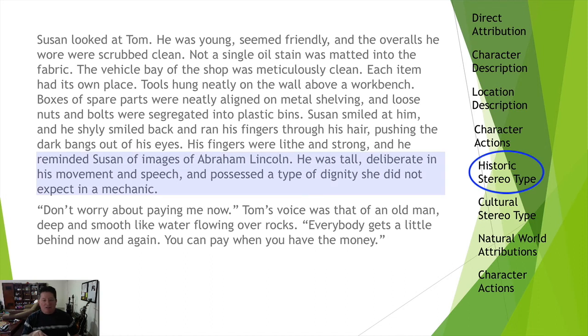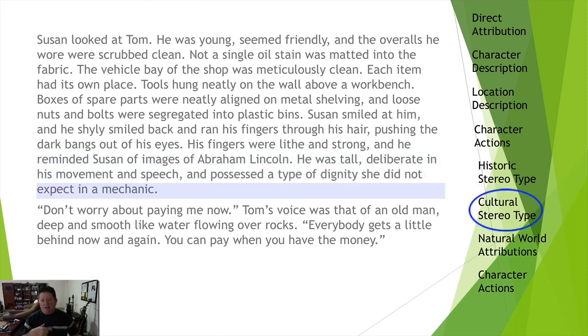His fingers were lithe and strong, and he reminded Susan of images of Abraham Lincoln. He was tall, deliberate in his movement and speech, and possessed a type of dignity she did not expect in a mechanic.